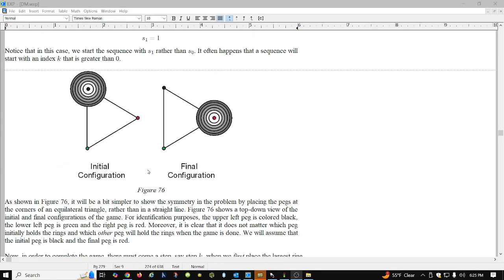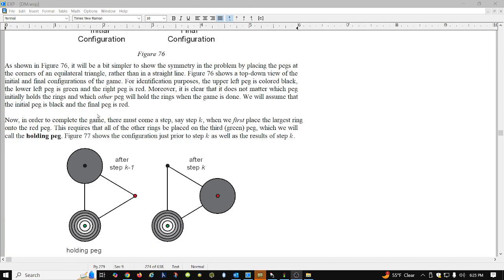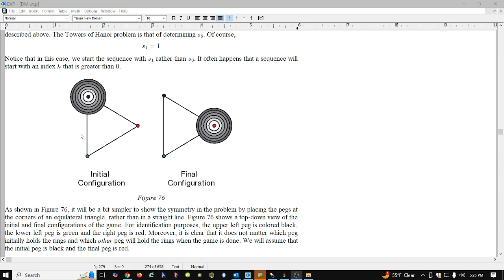Now I've identified the 3 pegs here by color, and I hope you can see that. This is a black peg, this is a green peg, and this is a red peg. You can also use the position to identify them. So we're starting off with all the rings on the upper left peg, the black peg. And it doesn't really matter. We could have started the initial configuration with all these rings on any one of the three pegs. They're all equivalent. We have to move them to a different peg.